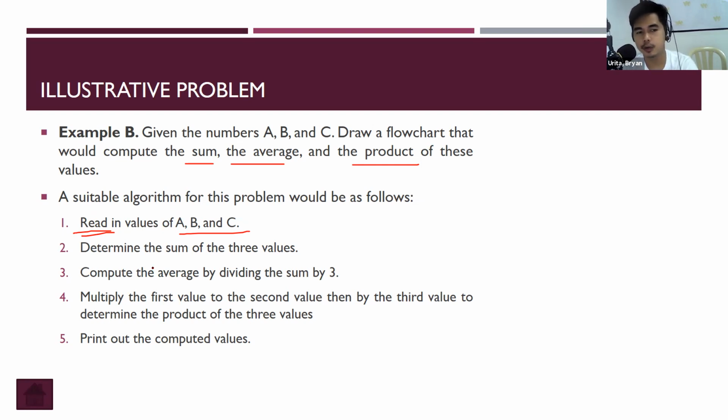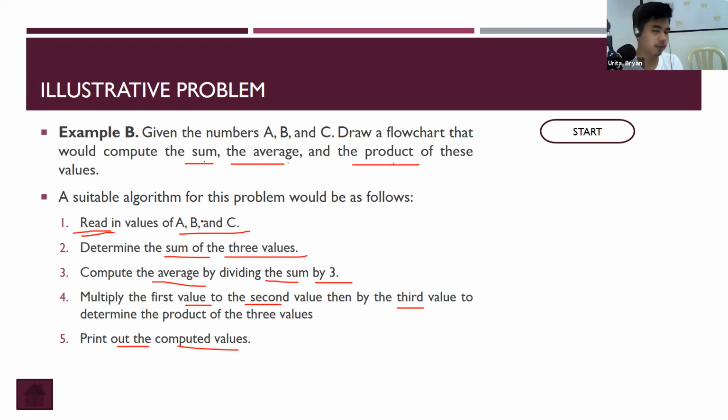Then next, determine the sum of the values. Compute the average by dividing the sum by 3. Then multiply the first value to the second and then by the third. Then print out the computed values. So this suitable algorithm, guys, represent the problem. Sabi kasi dito, given the numbers A, B, and C, you're going to draw a flowchart that will compute the sum, average, and the product. So we now have the flowchart.